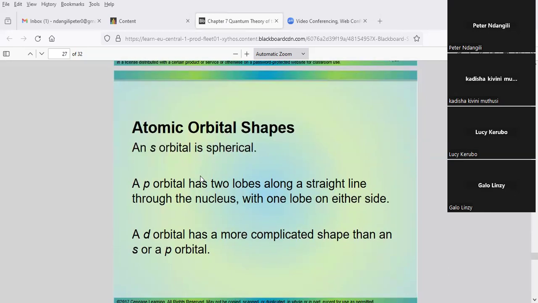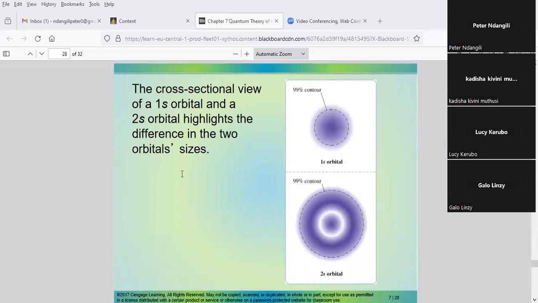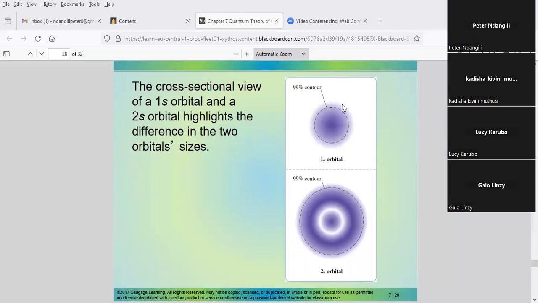So we have talked about an s orbital, a p orbital, and a d orbital, and I just want to show the shapes of those particular orbitals. An s orbital is spherical in shape. A p orbital is going to look like number 8. The d orbitals are going to be having different shapes. And here I am showing an s orbital. It is spherical in shape. So this is a 1s orbital. This is a 2s orbital.